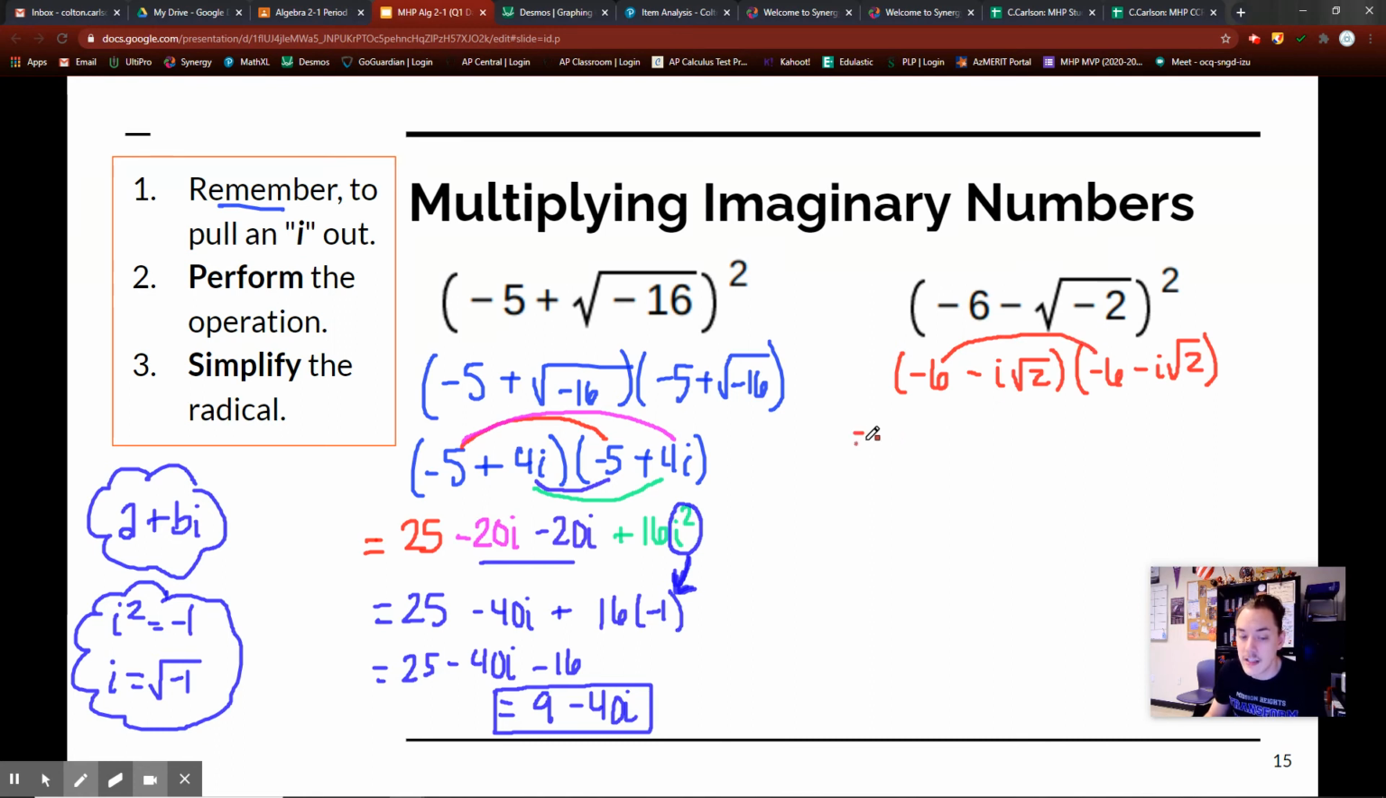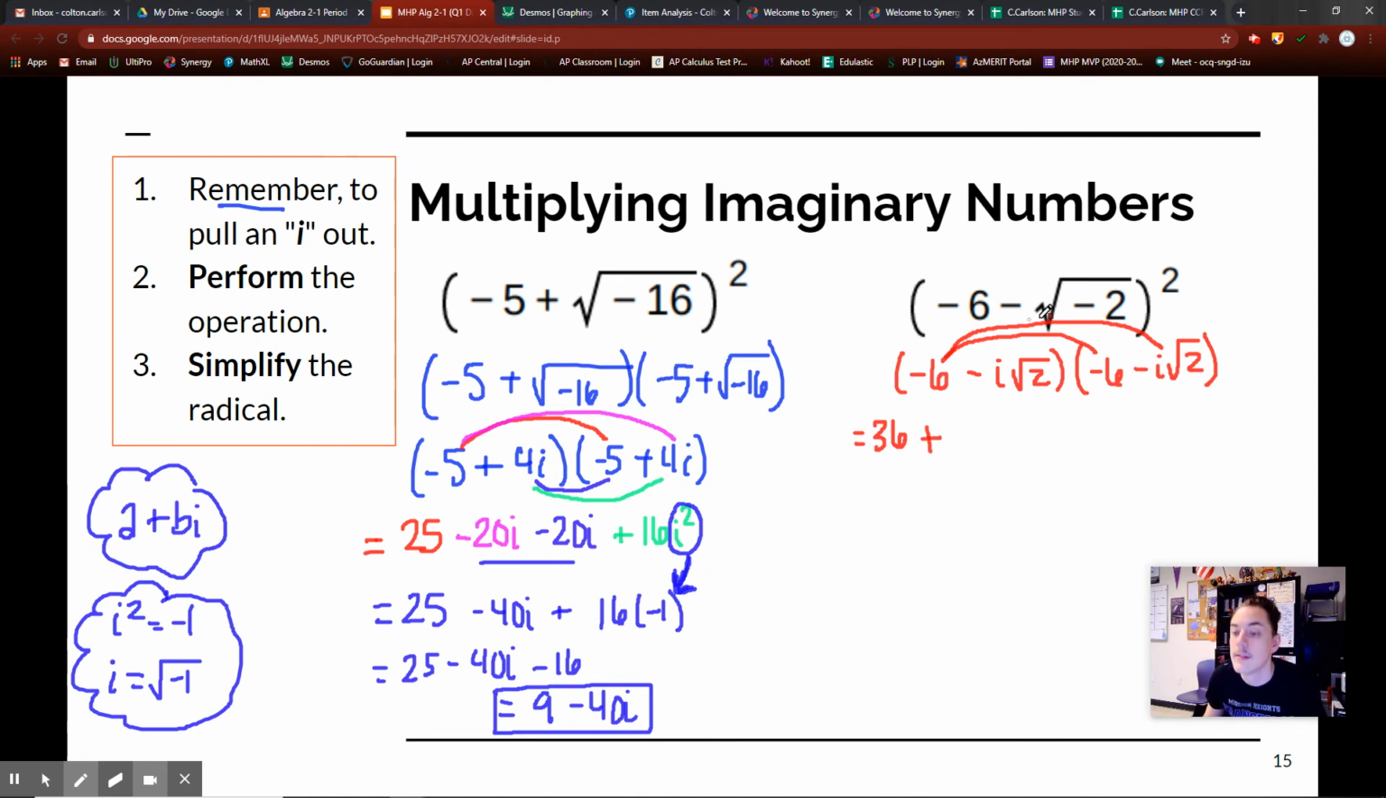Negative 6 times negative 6 equals 36. Now here's the important part. I always have students mess up on this. Take it one step at a time. So negative times a negative gives you a positive.